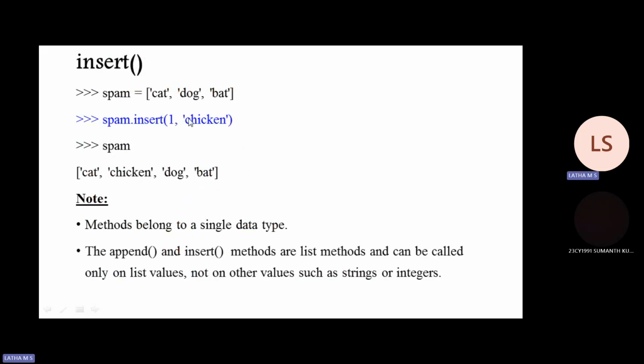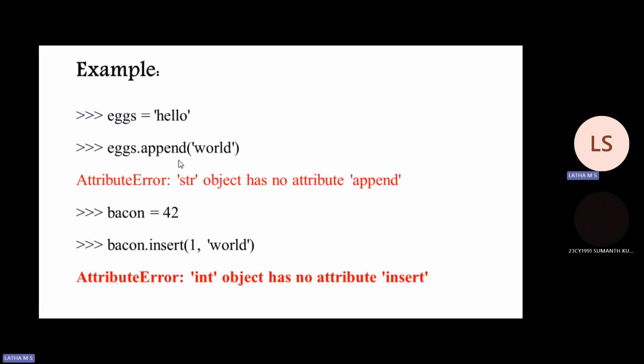Is there a list existing in this problem? No, there is no list. I am just calling a variable and saying hello. So to append, where to append? I don't have a list here. So it gives the error: string object has no attribute append. It is reading it as a string, but append is not defined.